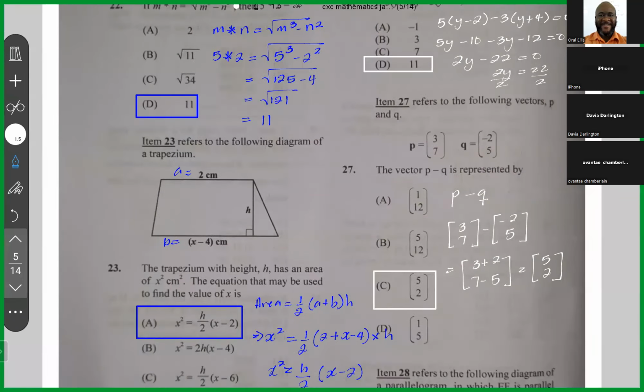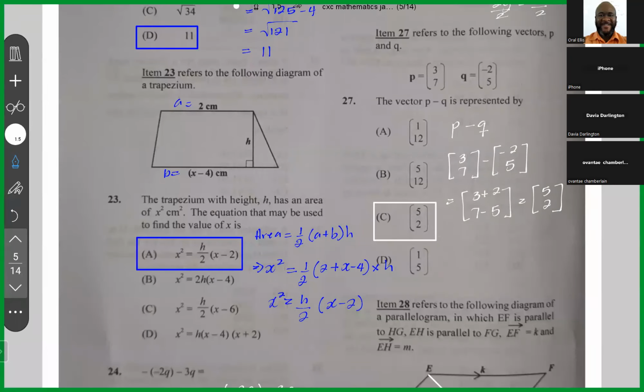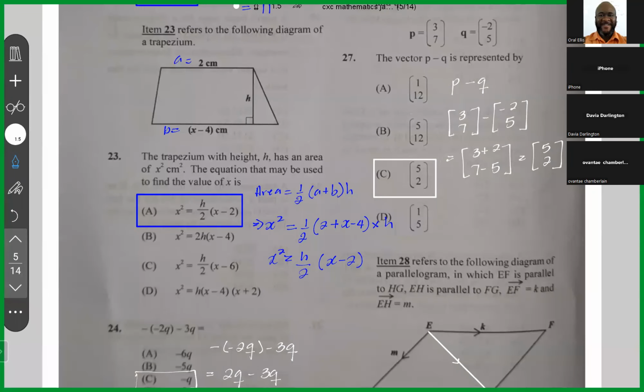Question number 23. It's a question on area and perimeter. It says item 23 refers to the following trapezium. So we're told the shape is a trapezium. So if it's a trapezium, these are the 2 parallel sides. Now, we're told that the trapezium with height h has an area of x squared.